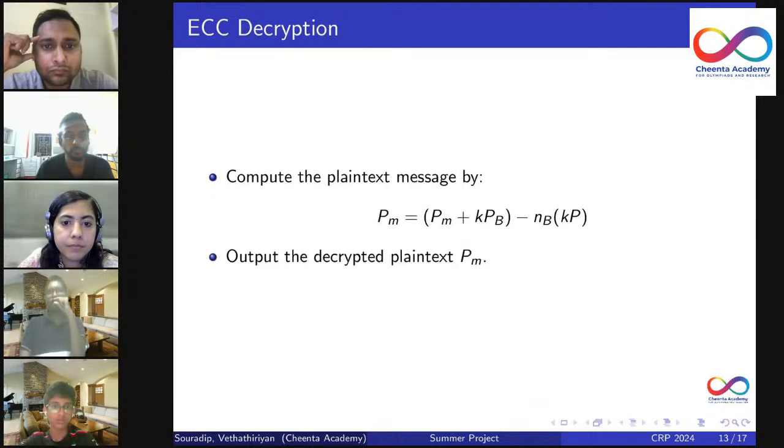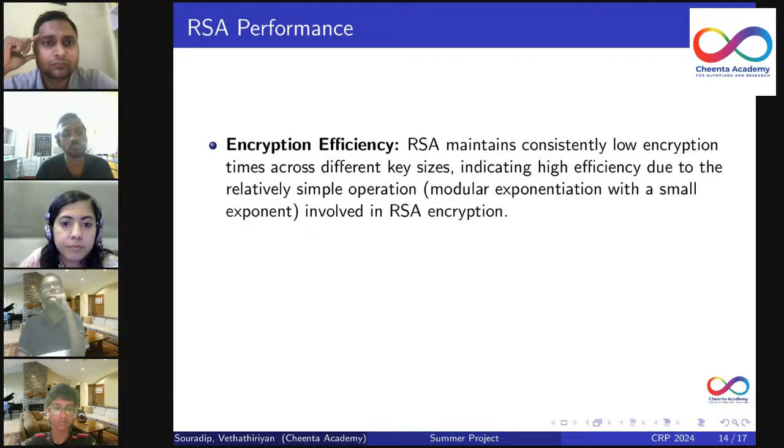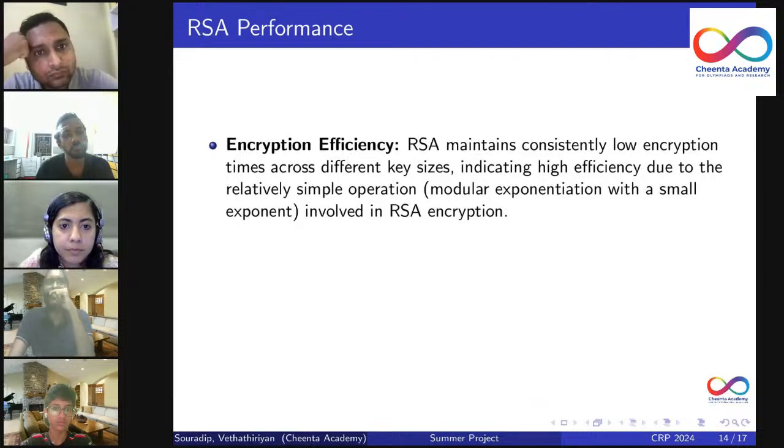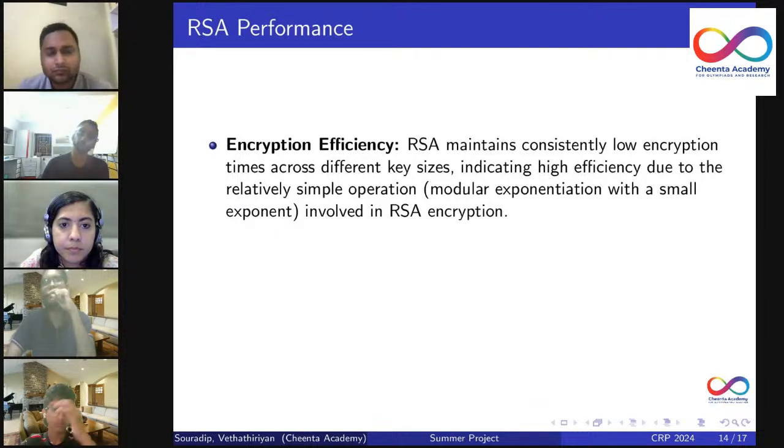Next, we do a comparative analysis of RSA and ECC. First we talk about encryption efficiency. RSA maintains a low encryption time, so it is very fast in encrypting its messages because it uses very elementary number theory concepts like modular exponentiation with a small exponent.